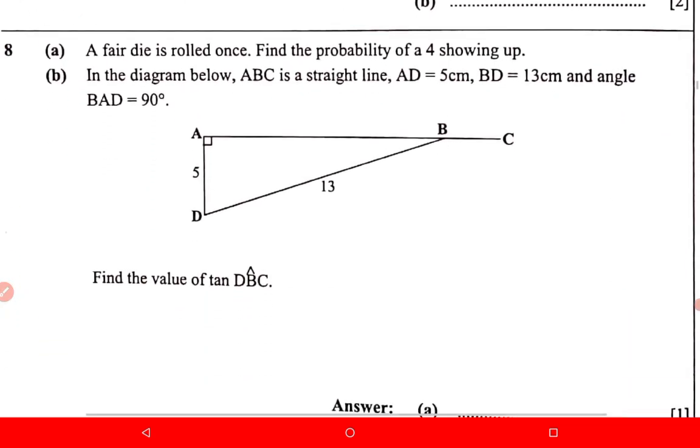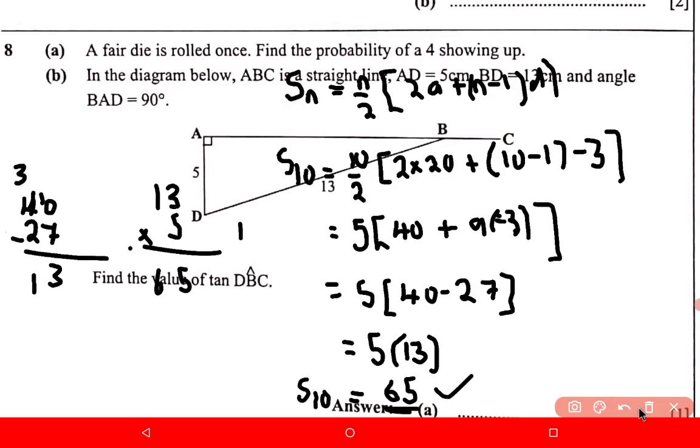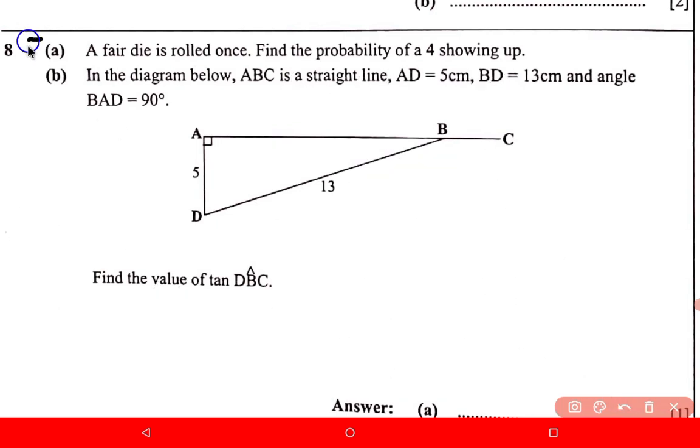Okay, a fair die is rolled once. Find the probability of a 4 showing up. I'm going to answer this one. I'll answer the next one in my next video. So we'll answer this. A fair die is a die that is unbiased. Okay, find the probability of a 4 showing up.